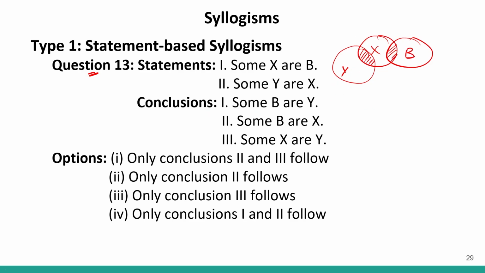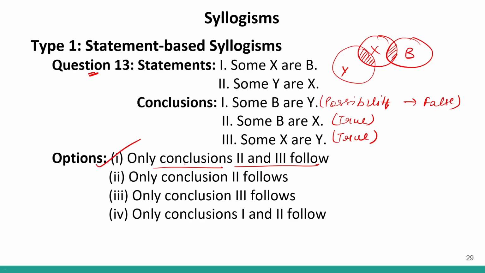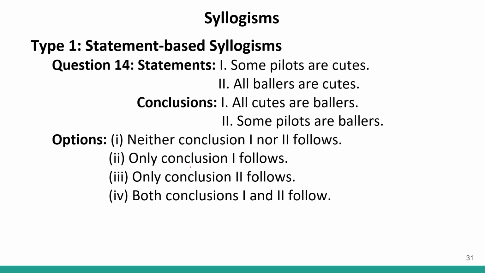Conclusion 1 says some b are y. This is a possibility, it may or may not be true. Therefore, this is false. Conclusion number 2, some b are x. This is definitely true. Conclusion number 3 says some x are y. This is also definitely true. So my answer will be only conclusion 2 and 3 follow, which is given in option number 1. So this will be my answer.